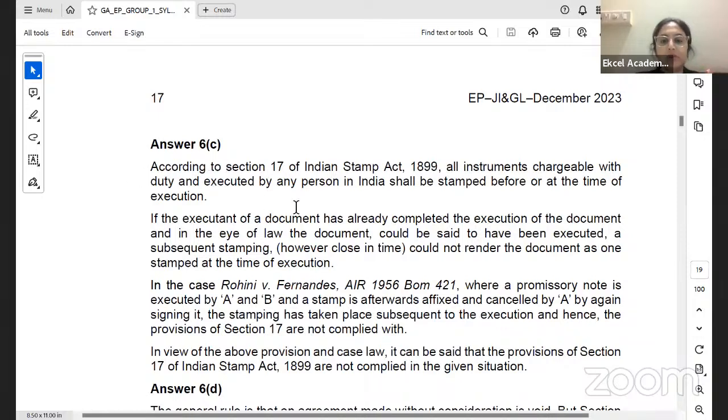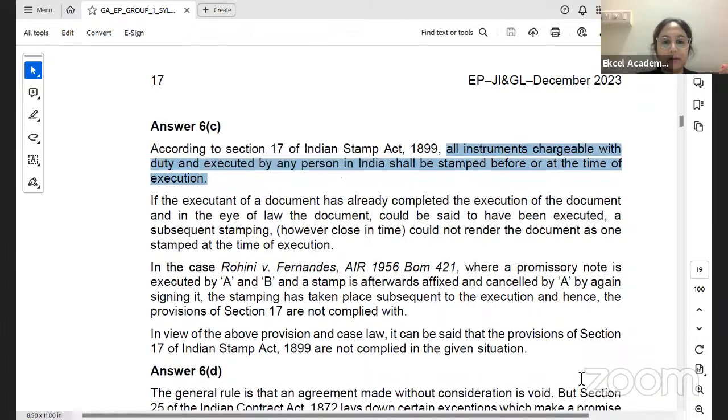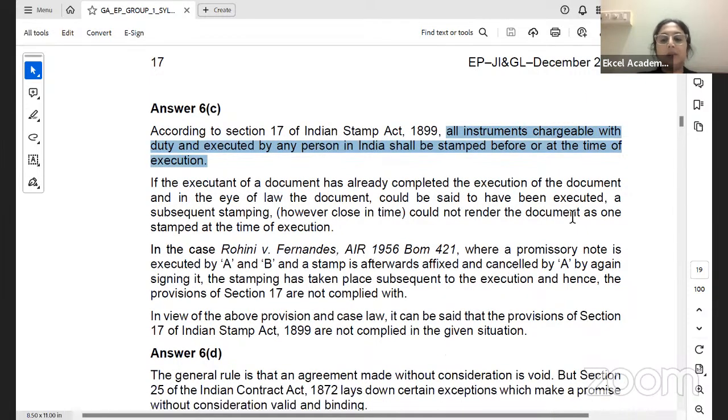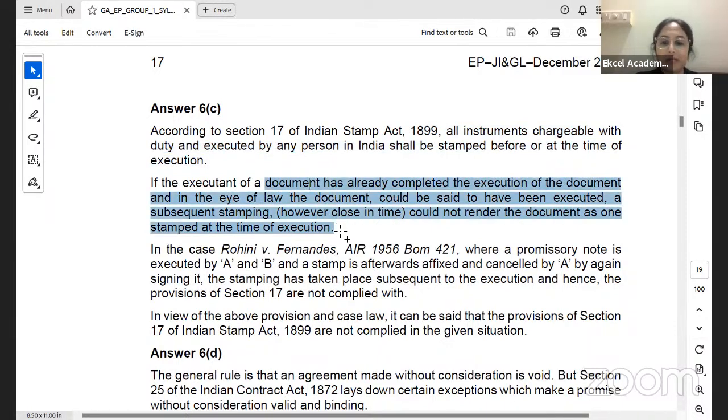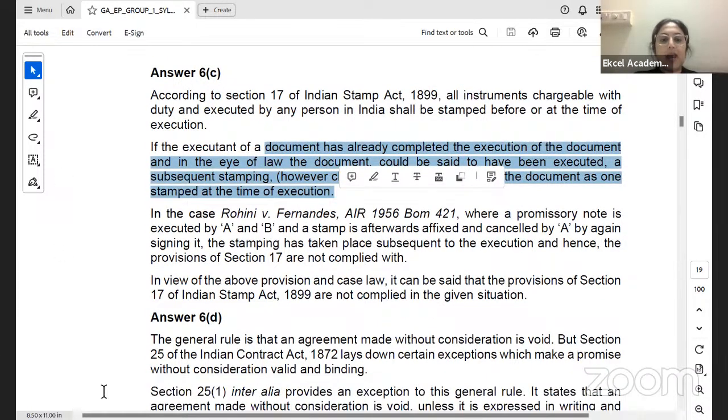Okay, so we will see this. The first thing you have to write: Section 17 says all instruments chargeable with duty and executed by any person in India shall be stamped before or at the time of execution. So if the executant has already completed the execution of the document, and in the eyes of law the document is considered as executed, then if you later try to affix the stamp and cancel it, that is non-compliance only.